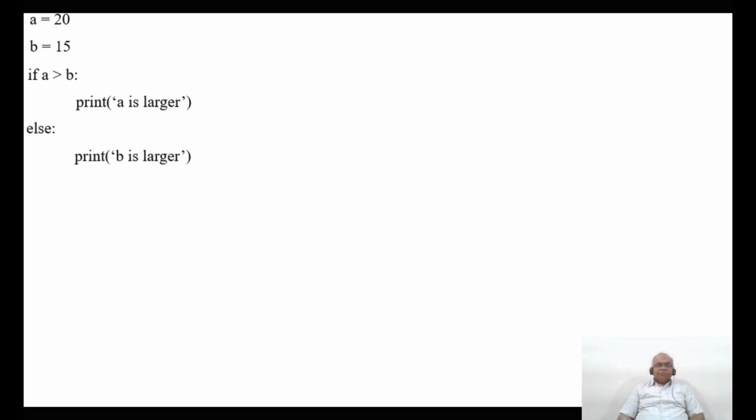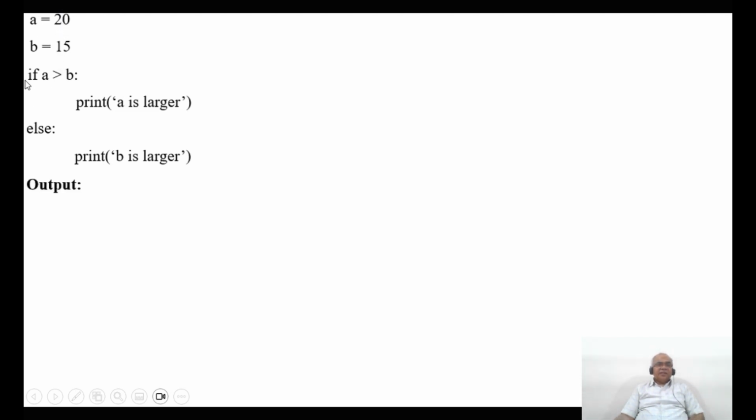So this is how we are going to execute this. Similarly, if a is equal to 20 and b is equal to 15, now we are considering another case. If a is greater than b, print a is larger, else print b is larger. So here, what is the output we are going to get?